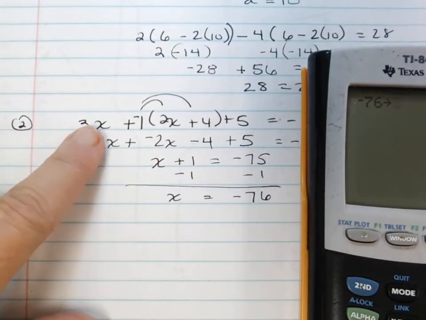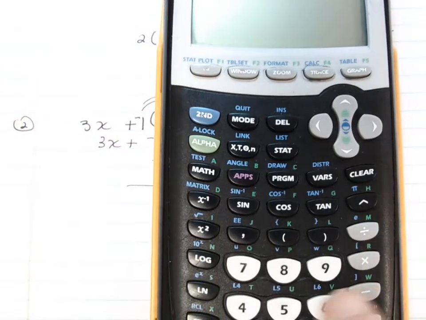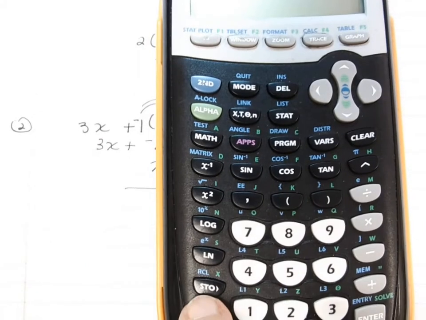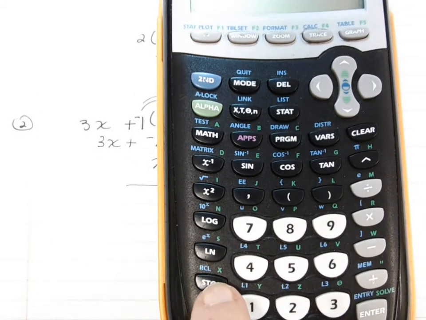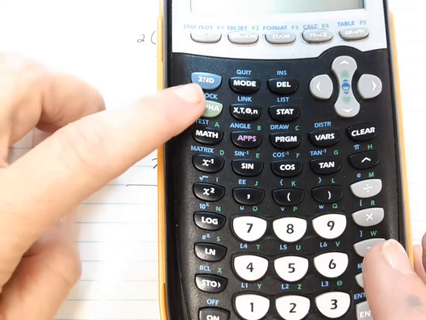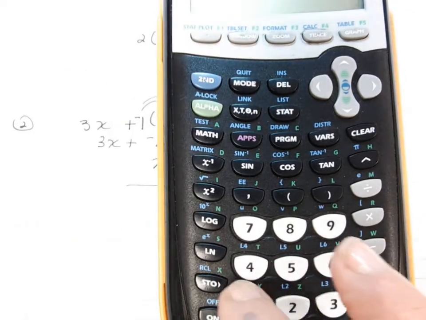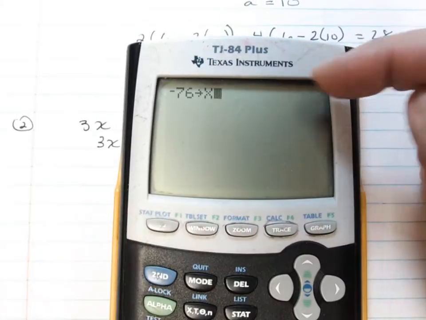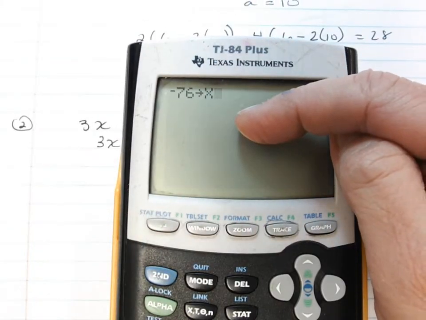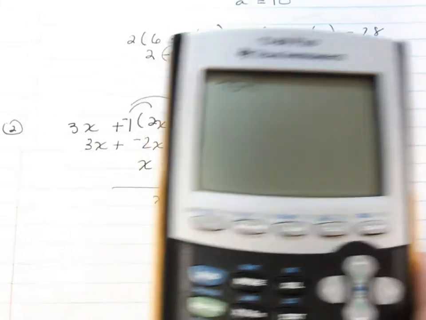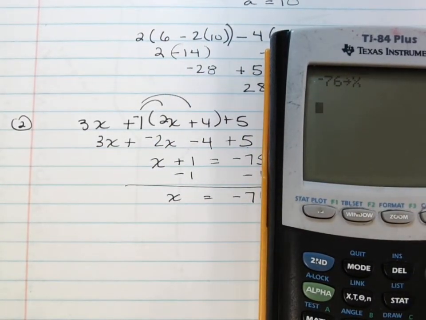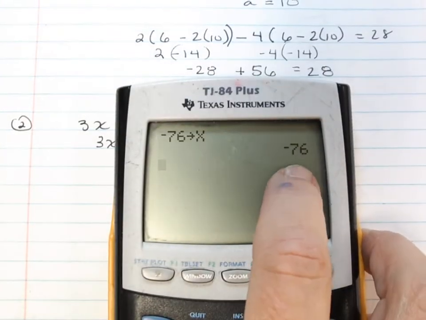And then it says I'm using x. So if I look here above all of these letters here, you see that there are these secondary or tertiary functions. So here I've got a green x. So I'm going to hit the alpha key because it is green, and then I'm going to hit the x. So this tells my calculator that every time it sees an x, it's going to replace it with negative 76. Now I'm going to go back to my original problem. So I'm going to hit enter, and here it tells me that's negative 76.